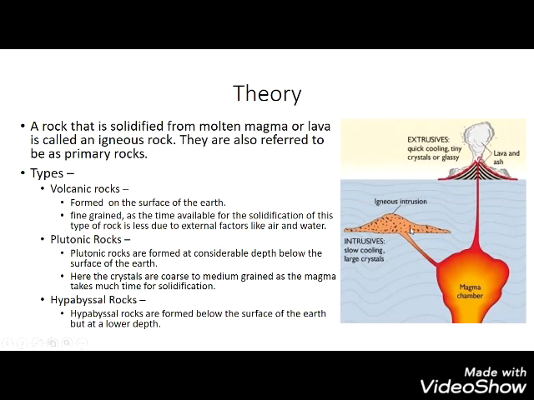Coming to the hypabyssal rock, it is intermediate again. So intermediate means some minerals will have a bigger grain size and some minerals will have very, very small grains. And because of the convection currents, whenever you keep a small glass of water for boiling on the stove, the water that is cooler on the top will go down and the water that is already heated up will come up. These are called convection currents. This happens even in the earth. And there will be a mixture of grains in the case of hypabyssal rock.